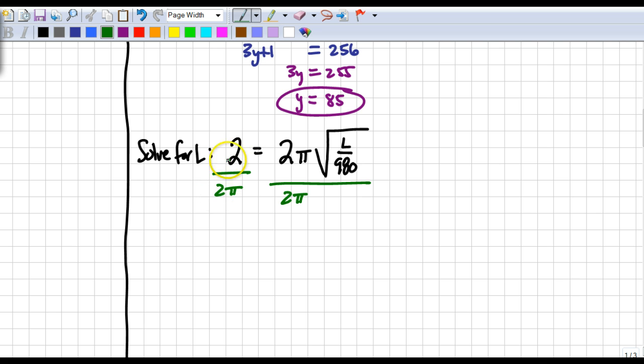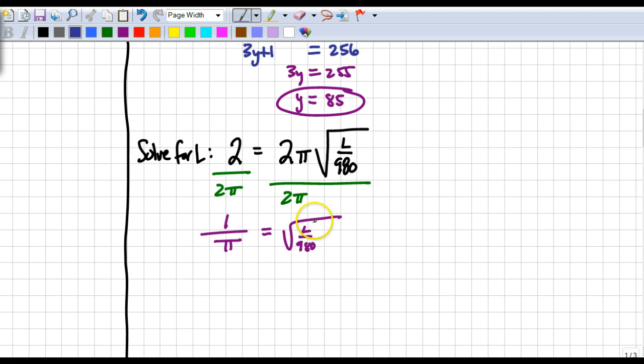Be careful here, the 2 divided by the 2 is going to make a 1. That doesn't mean that our answer here is just pi. The pi, remember, is being divided, so it's on the bottom. So when the 2's cancel, they do leave a 1 behind, and the pi is still on the bottom of the fraction. Then we're going to get rid of either the 980 or the square root.